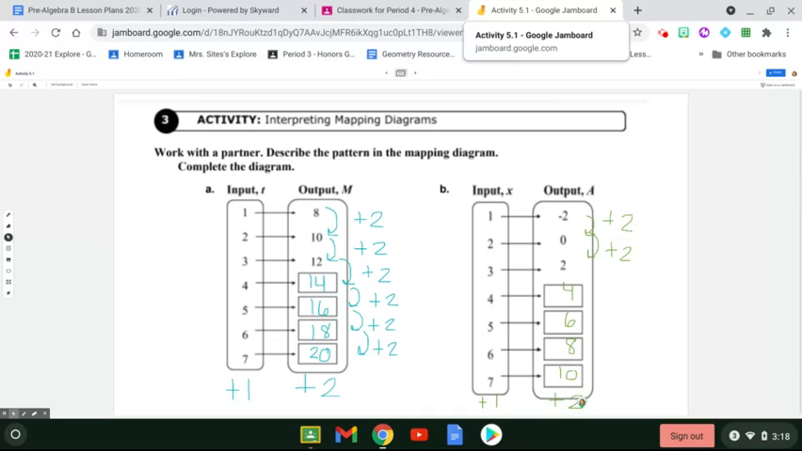Okay, so in this activity, you learned sort of background information of what a mapping diagram is. It kind of looks like a table. Inputs are kind of like your X's, outputs are kind of like your Y's, and you learned how to describe a pattern. This is all information that's going to get you ready for today's lesson.